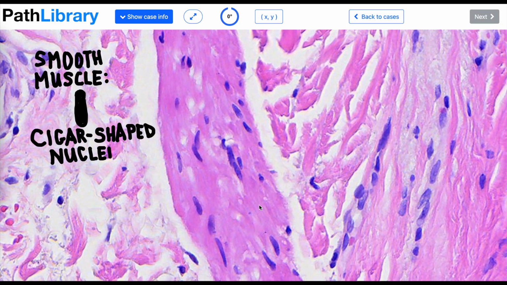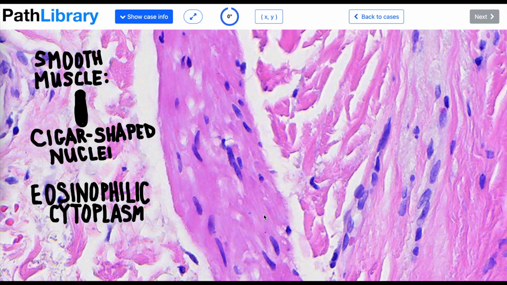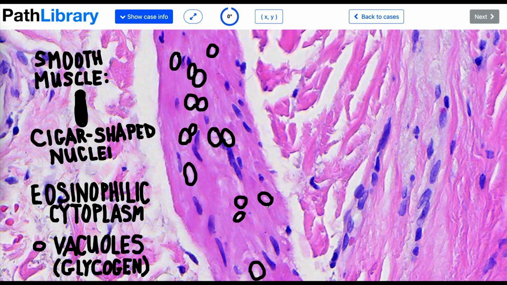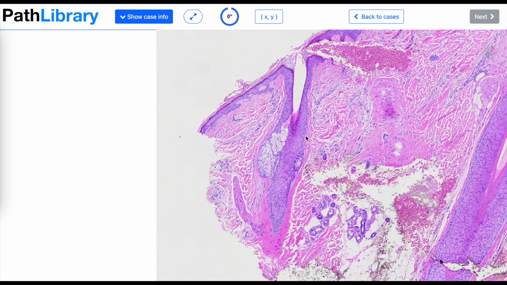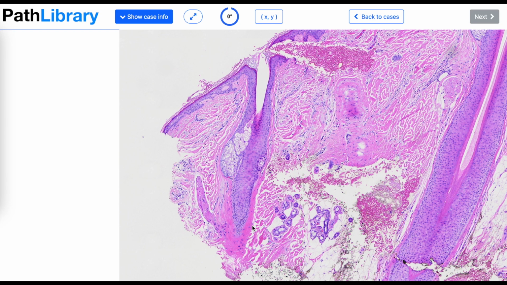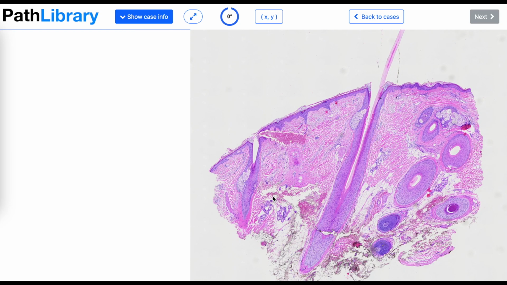Smooth muscle also has eosinophilic cytoplasm, and it often has these cytoplasmic vacuoles. Those are actually filled with glycogen, glycogen being the fuel that the smooth muscle cells need to keep going and keep working. And speaking of working, when these erector pili muscles contract, hair will stand on end. So that's what gives us goosebumps, also known as piloerection. And it's going to make the hair stand up.